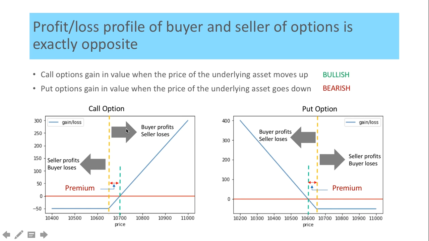Whereas the gains can be unlimited. Whereas for a seller, it's exactly the opposite. The losses can be unlimited, but the gains will be limited to the extent of the premium collected. And same in the case of a put option. Now, if this were the case, that a buyer can make indefinite gains but limited losses, whereas a seller can make indefinite losses but only limited gains, why would anybody sell an option versus buy an option?